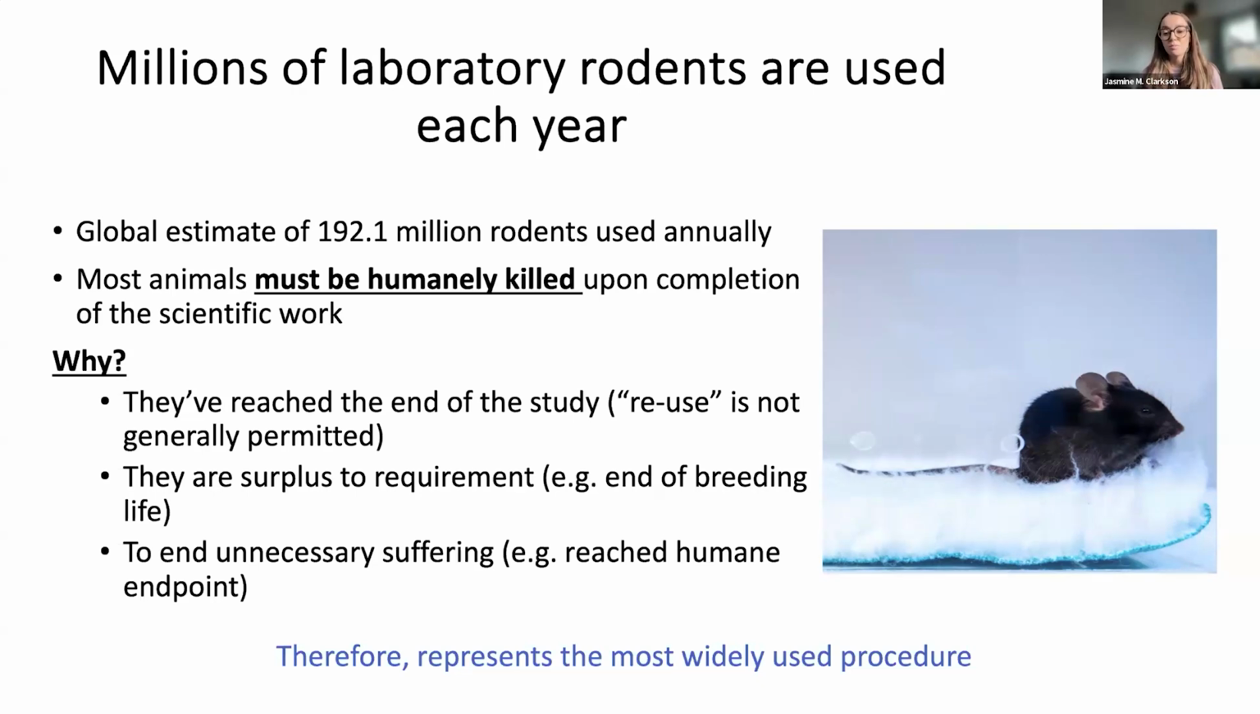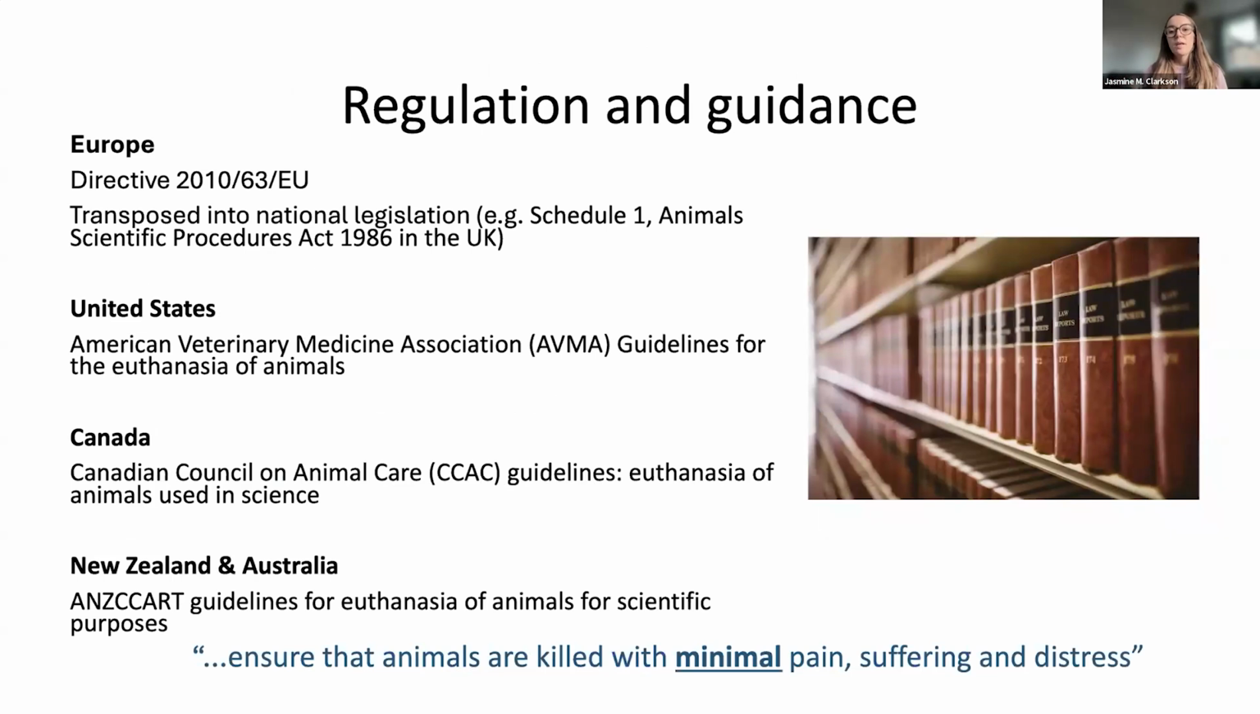What I really wanted to highlight here is that it therefore represents the most widely used procedure. Worldwide, euthanasia of research animals is regulated by different legislation or national guidance. In Europe, this is mandated by Directive 2010/63/EU, which was transposed into national legislation of the member states of the European Union. And in the UK, that is transcribed as Schedule 1 of the Animals (Scientific Procedures) Act.